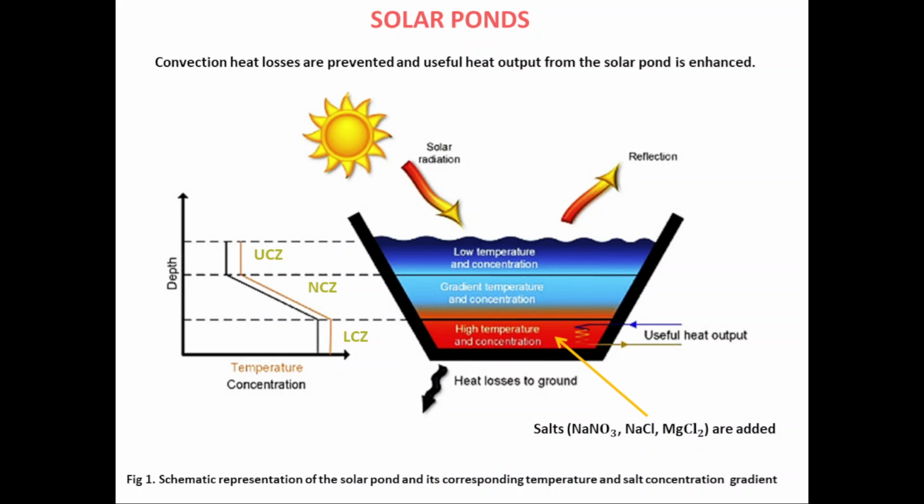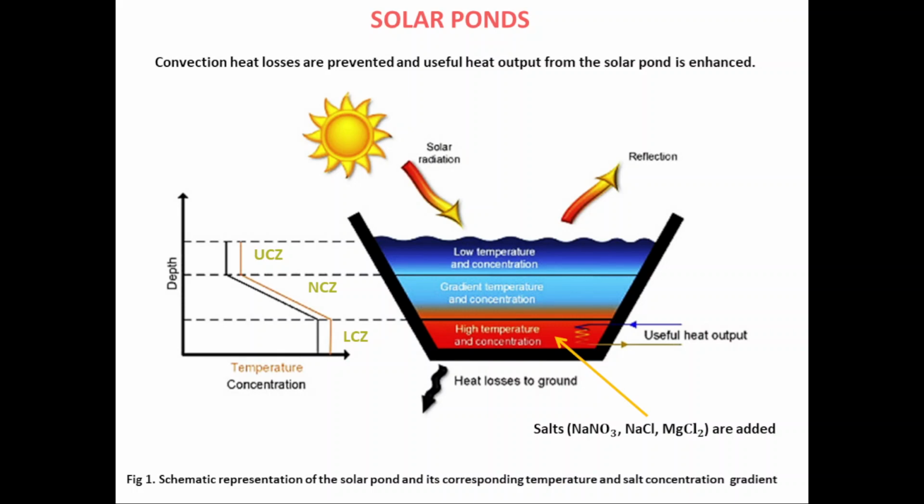So convection, the density difference is creating a convection. Because of this convection, your hot water is coming to the top of the layer, and then it comes in contact with the ambient atmosphere, and heat energy gets transferred, and the amount of useful heat output that you can gain through this process gets reduced.